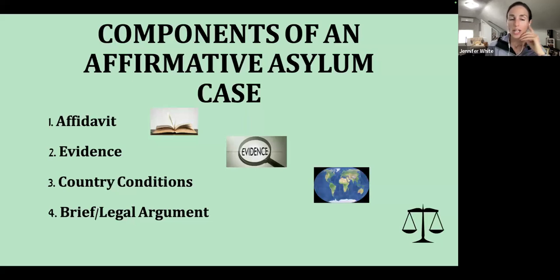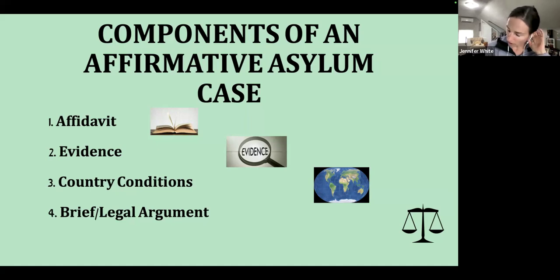What you want to think about is, how am I proving the elements for asylum? What can I use to actually show that past persecution happened? I know that folks who come through our trainings have really diverse backgrounds. So some of us went to law school, some did not. Some of us have worked a lot of cases, some have not.